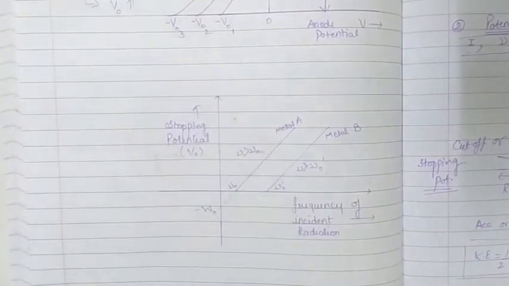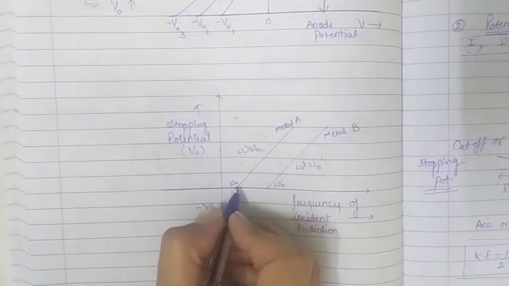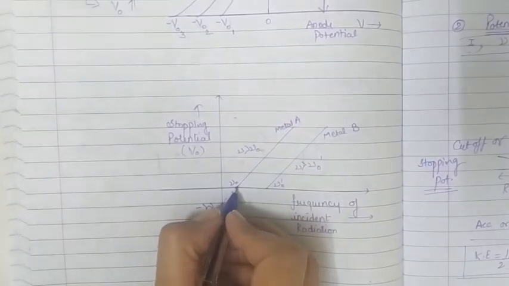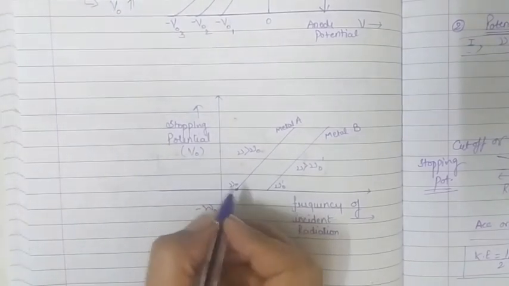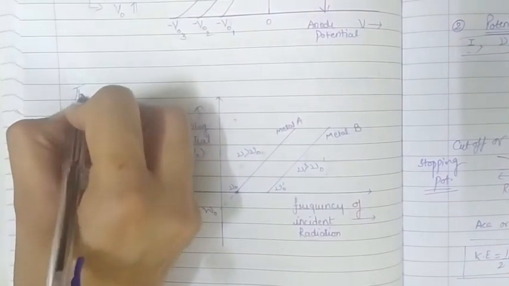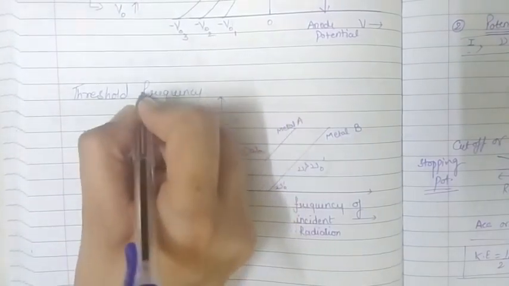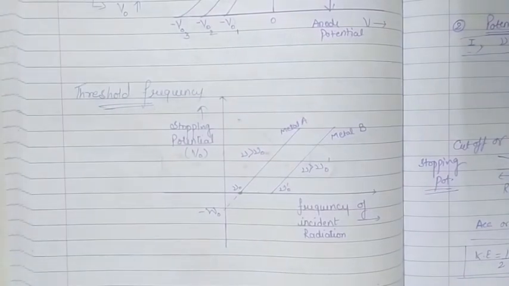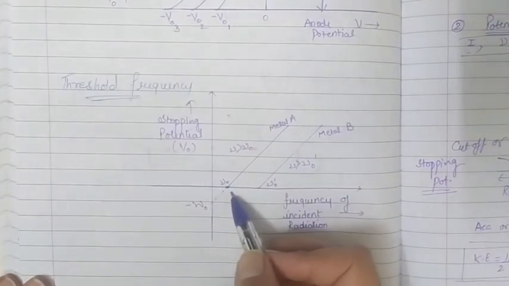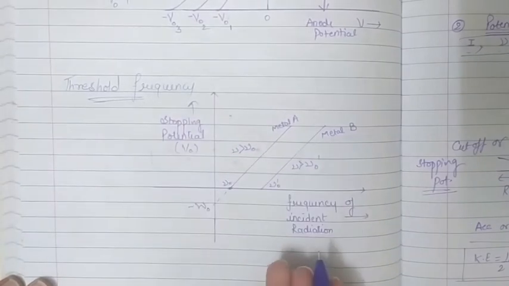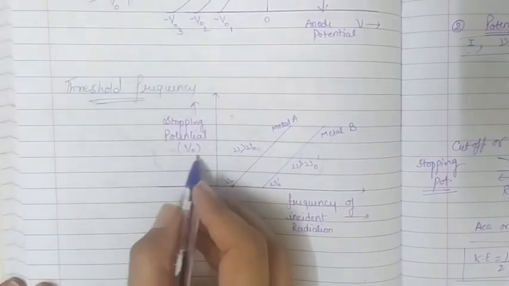Also it shows that there is a certain frequency, like this nu naught, for which the stopping potential is 0, right? This is the minimum cutoff frequency for which the stopping potential is 0, and we call this the threshold frequency. We can define threshold frequency as the minimum value of frequency of incident radiation below which the photoelectric emission is stopped. We don't need stopping potential there. There is no photoelectric emission below this frequency, and that's why there is no need of stopping potential also.